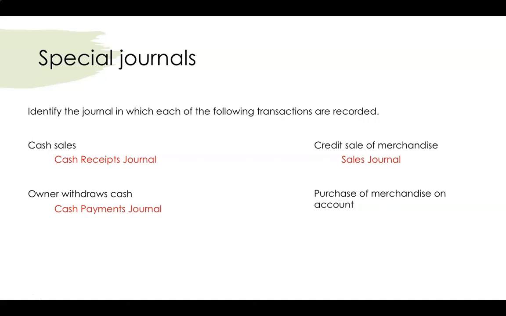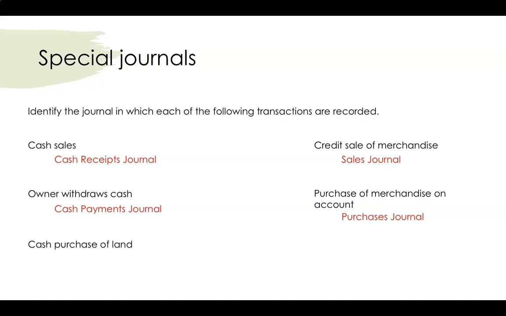Then the purchase of merchandise on account. This is the definition of what goes in the purchases journal. Just like how the sales journal had to be a sale of merchandise on account, the purchases journal is the other side of that. It's the purchase of merchandise on account.